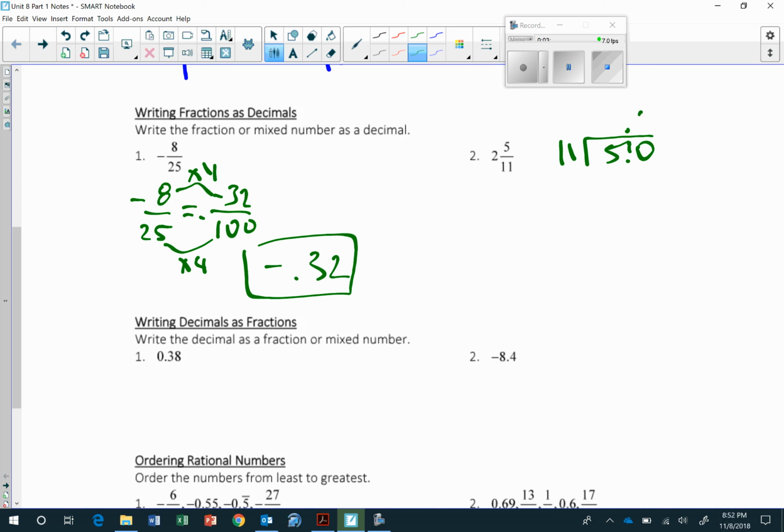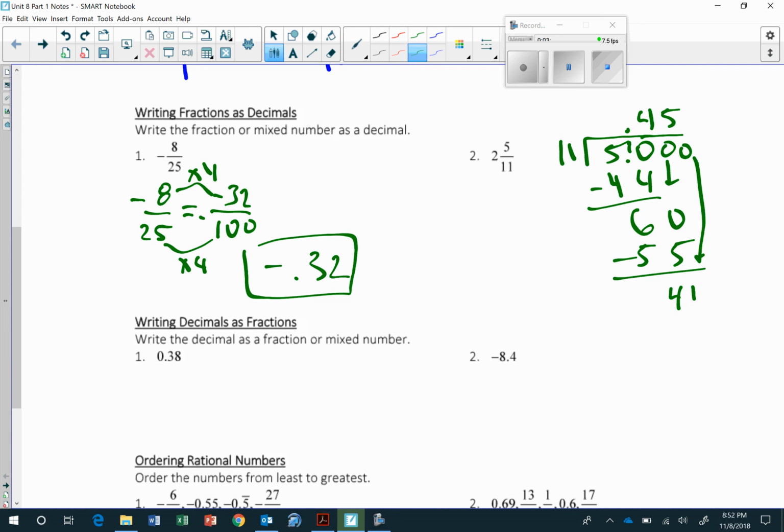11 goes into 50 4 times. 4 times 11 is 44. 50 minus 44 is 6. Bring down the 0. 11 goes into 60 5 times. 5 times 11 is 55. 60 minus 55 is 5. Bring down another 0. 11 goes into 50 4 times.